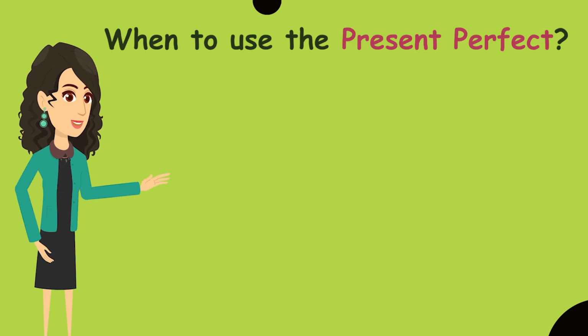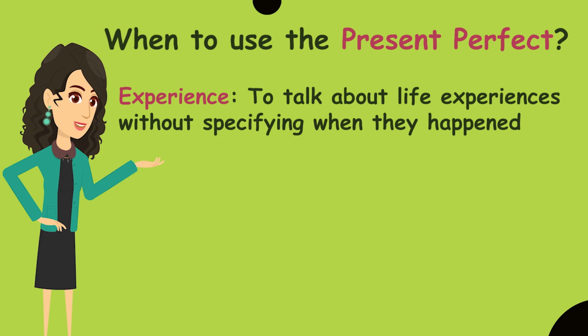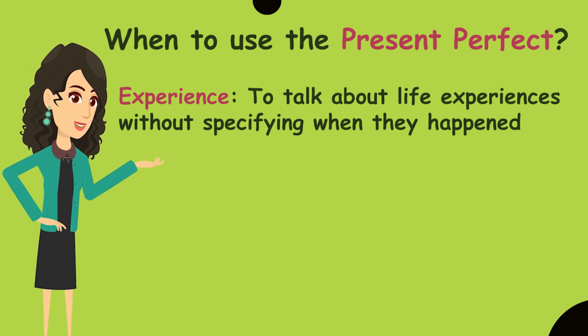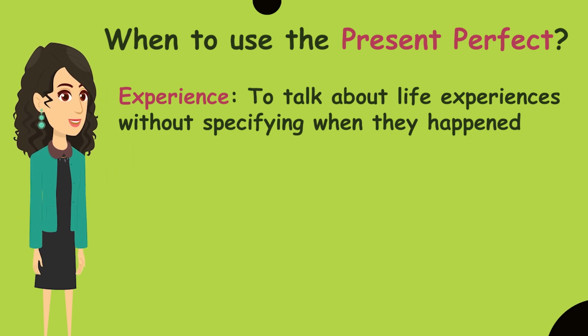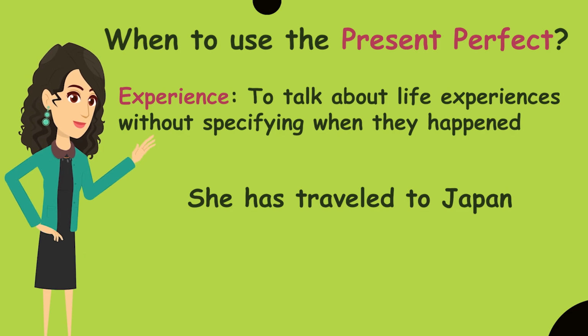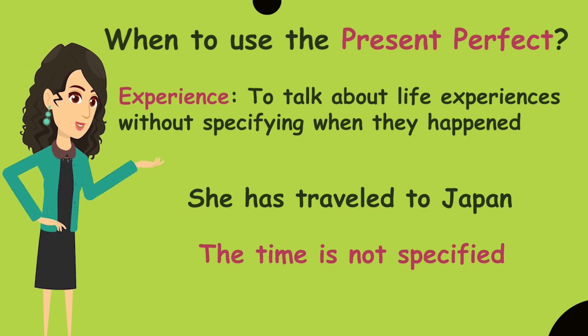When to use the present perfect. We use the present perfect for an experience, when we talk about life experiences without specifying when they happened. For example, she has traveled to Japan. In this example, the time is not specified.